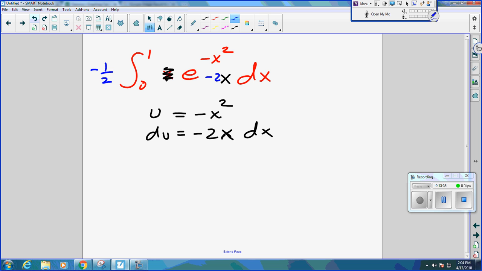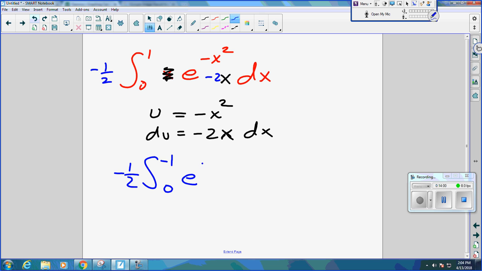All right, and then I'm going to change the limits of integration this time immediately to u. So I'm going to plug 0 into negative x squared, and I get 0. I'm going to plug 1 into negative x squared. I'm going to get negative 1.